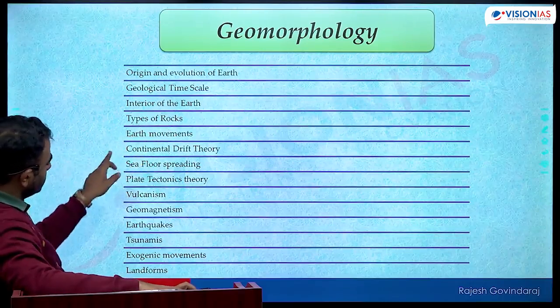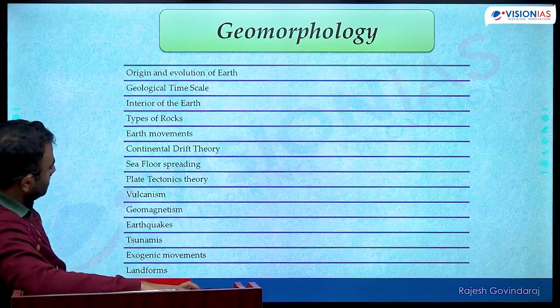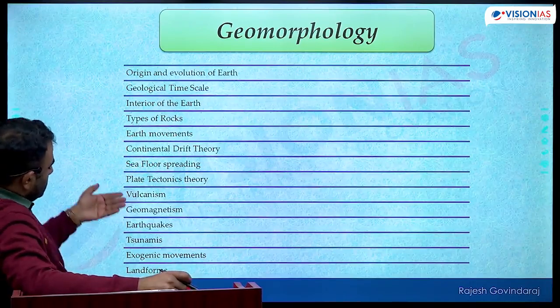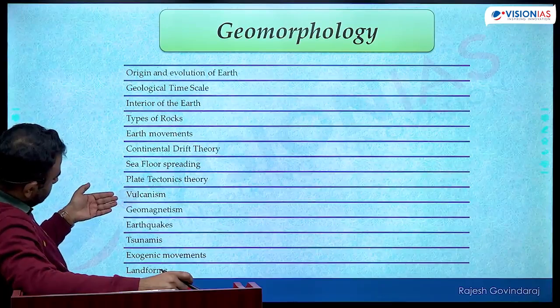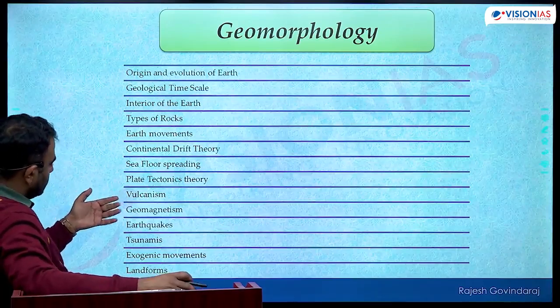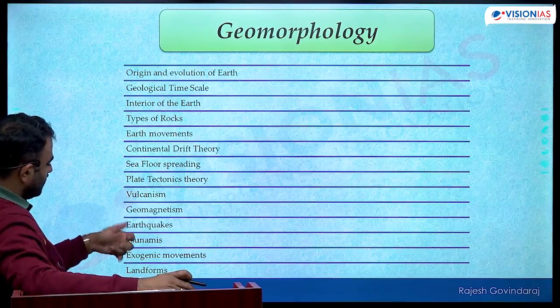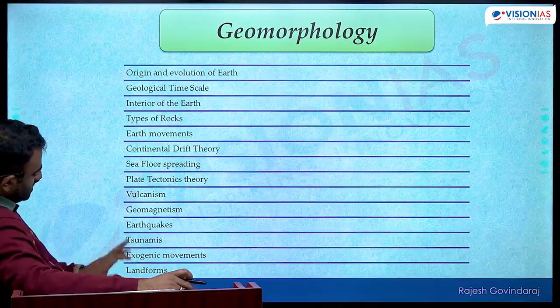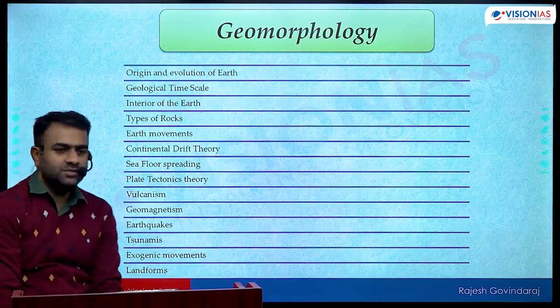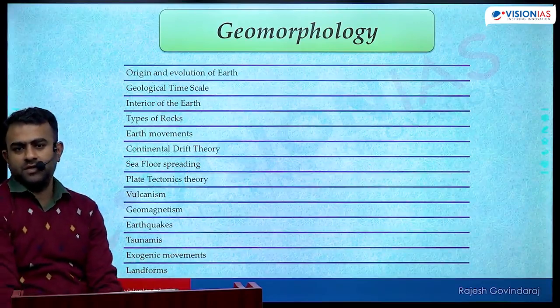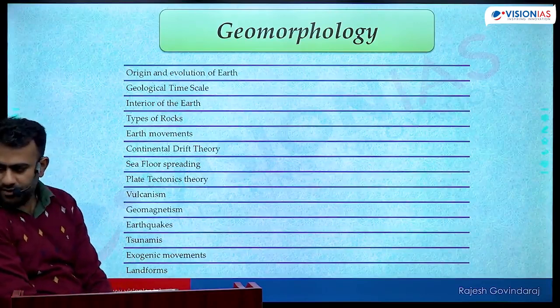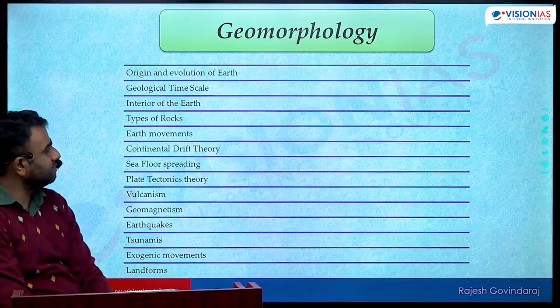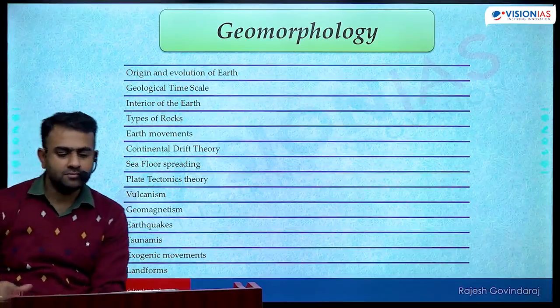The three important theories to explain the endogenetic movements and the major changes which we observe on the surface of Earth in terms of volcanism, geomagnetism, earthquakes, tsunami, all these phenomena. Then the exogenetic movements, and then the different types of landforms created under different types of conditions. Fine. So these are the different topics of geomorphology.